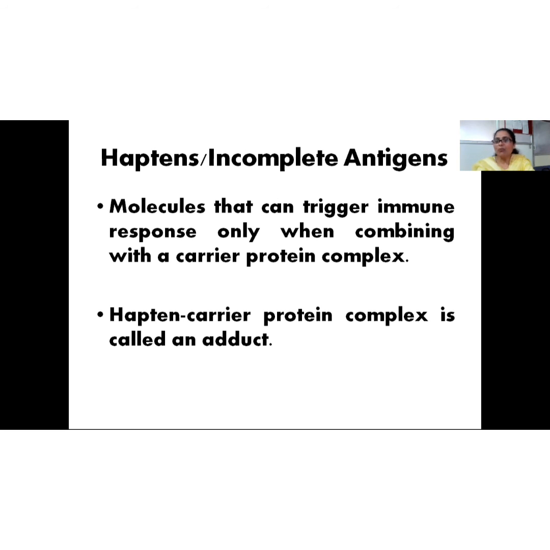There are incomplete antigens also, which are known by the name haptens. Haptens are molecules that can trigger an immune response only when combined with a carrier protein. They need help. They will ask for a protein. If that carrier protein is there, then the hapten will bind to that carrier protein and then start the whole process that I have shown you, how the antigen activates the B cell. And that complex of hapten and carrier protein together is called an adduct.